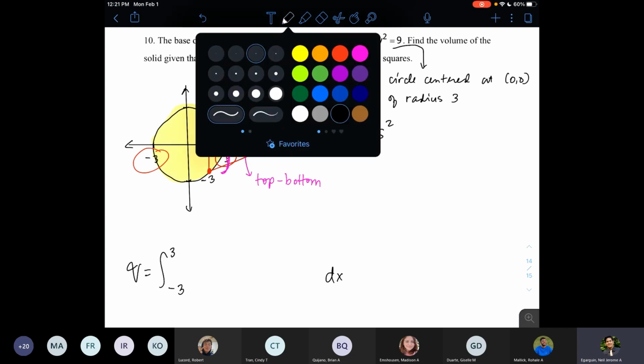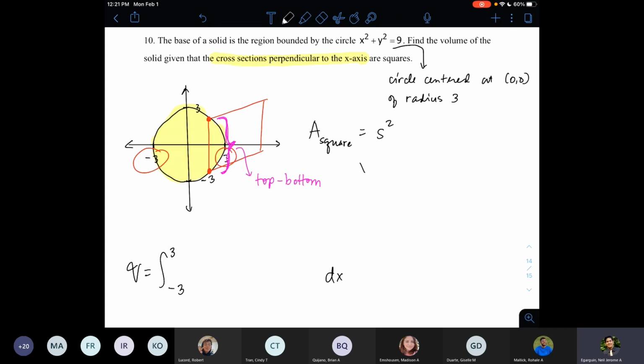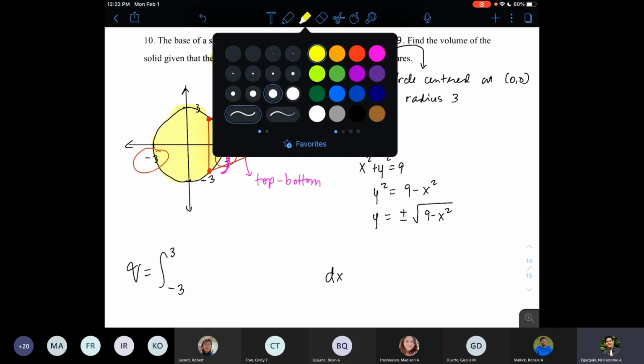Remember, we are dealing with a circle of equation x squared plus y squared equals 9. And then I solve for y in terms of x. I'll get y squared equals 9 minus x squared. And then y is equal to plus or minus root of 9 minus x squared. Good. Now, why do I have two options here?